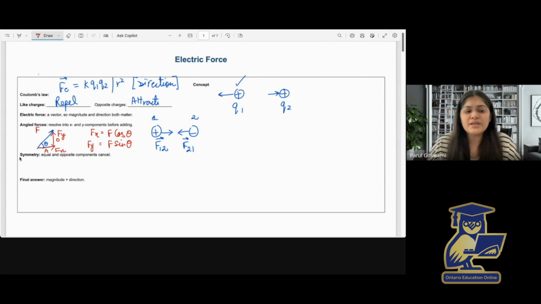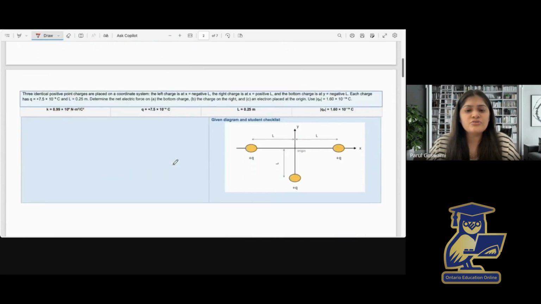We also have to take care of symmetry. Whenever we have equal and opposite forces, they always cancel each other. In the final answer, we have to always include magnitude and direction. So now let's solve the question. I'm moving on to the question.